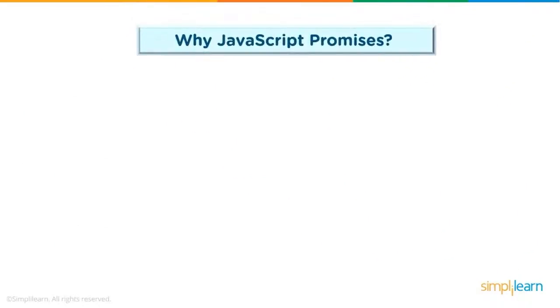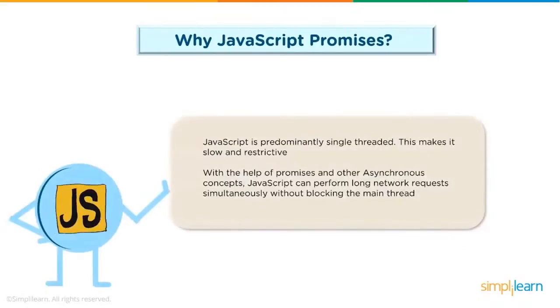First up, why JavaScript promises? Now, JavaScript is predominantly single-threaded, meaning all processes contain the execution of instructions in a single sequence. So basically, in simple terms, one command is processed at a time. Now, if a function relies on the result of another function, it basically has to wait for the other function to finish and return. And until then, the current function remains idle.